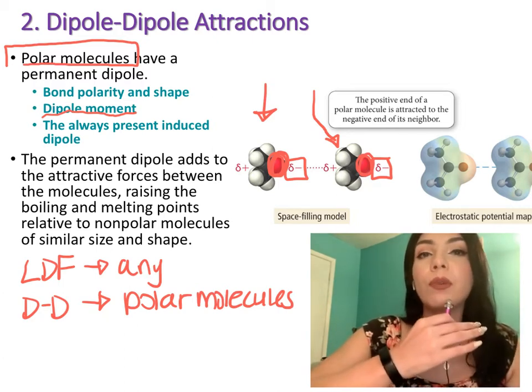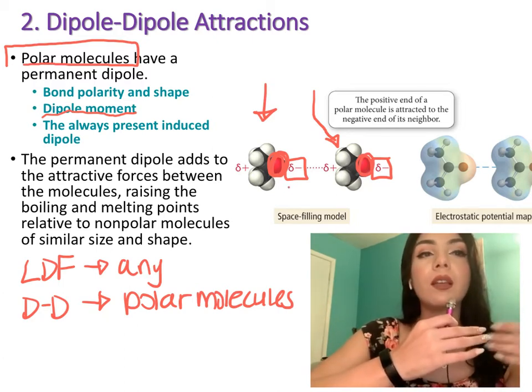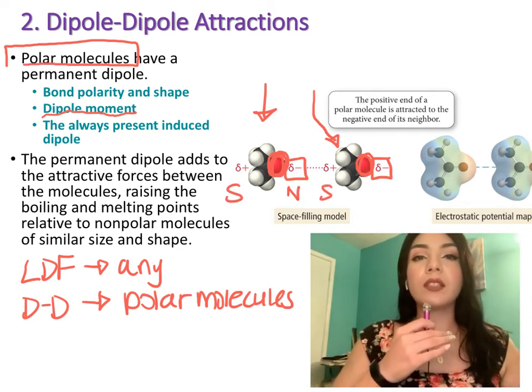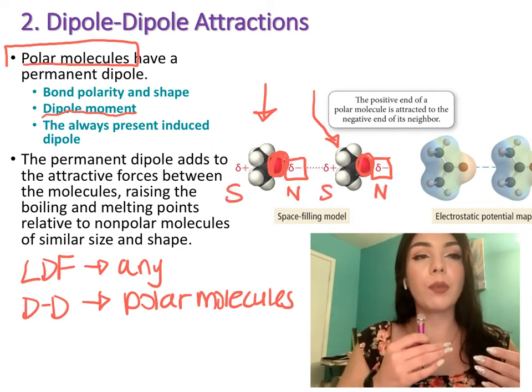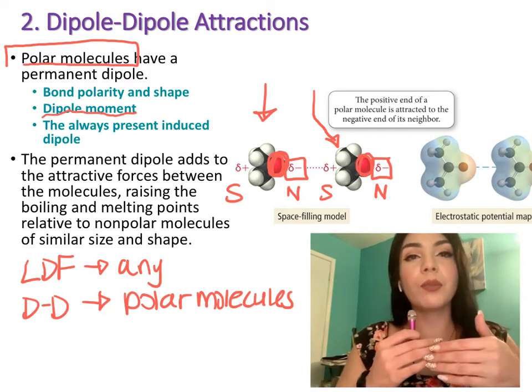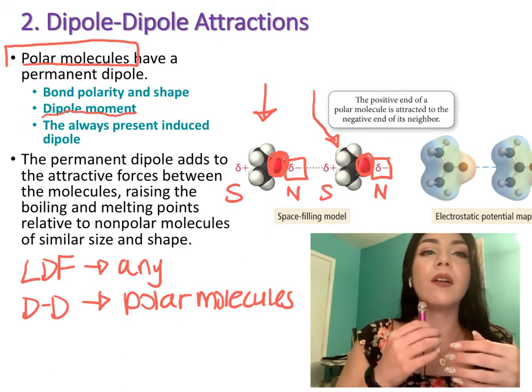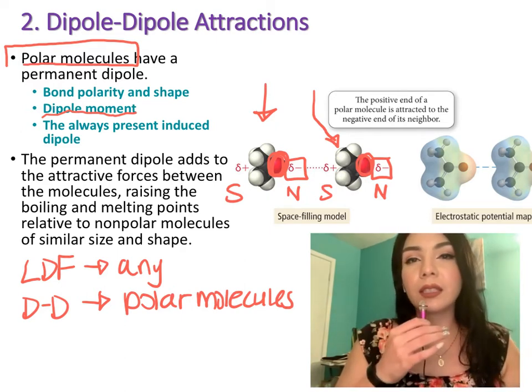So let's say the north pole is the negative pole and the south pole is the positive one. And because you have more of these and they all have these same north and south poles, then the north pole is going to be attracted to the south pole on the other one. So they all are like little magnets. That's how I like to think of it.